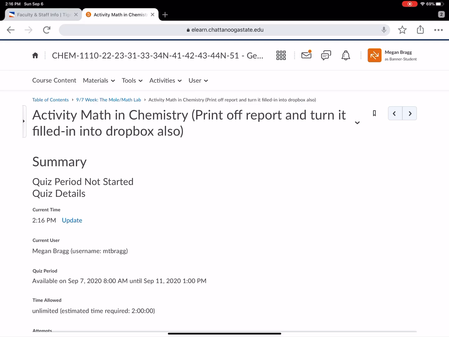At the end of the activity, you will see the grade you get, and again, you can take it over and over and over. Hope that helps.